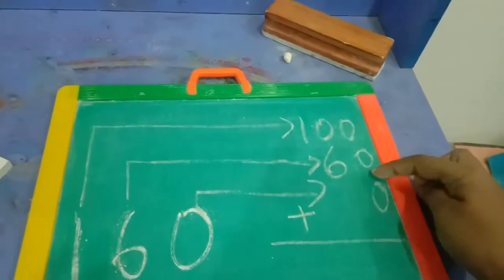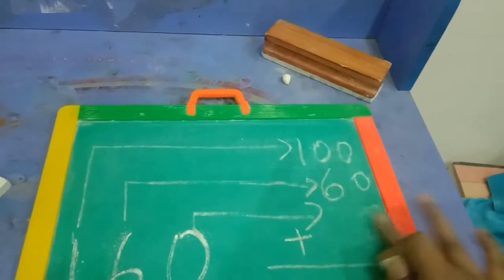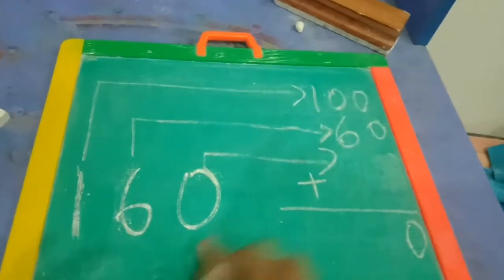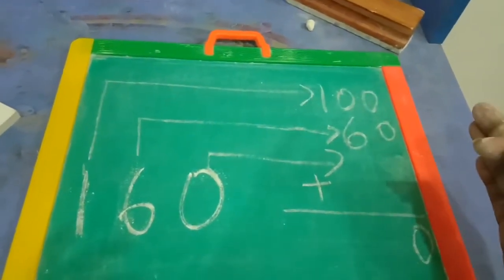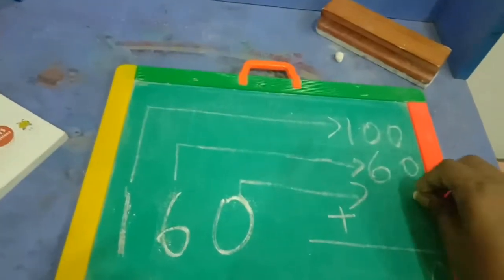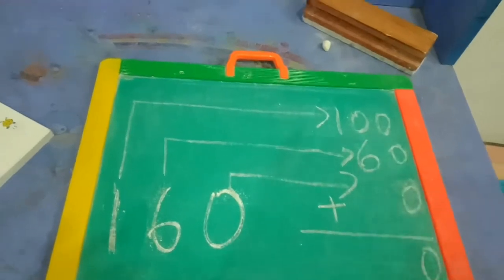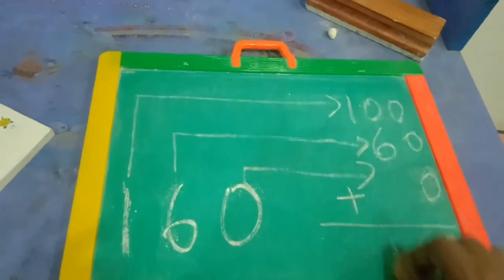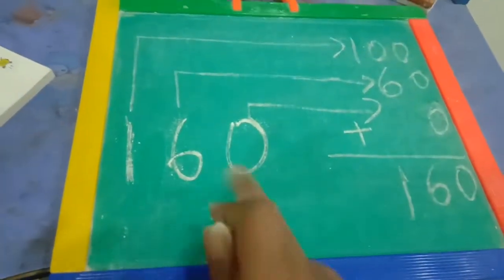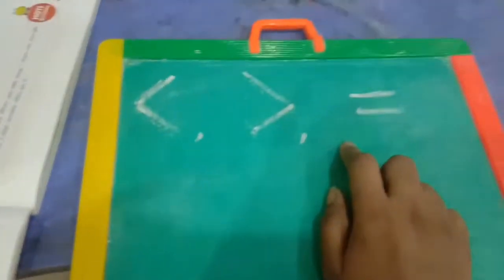So 0 plus 0 plus 0. Even if you don't write anything, in case of 0, it will not make any difference, but we will stick to the procedure, we will stick to the rule. So better you write 0 here. So 0 plus 0 plus 0, 0. 0 plus 6, 6. For 1, nothing is there, so 160. Clear, children? Now we come to the next topic, that is comparing numbers.